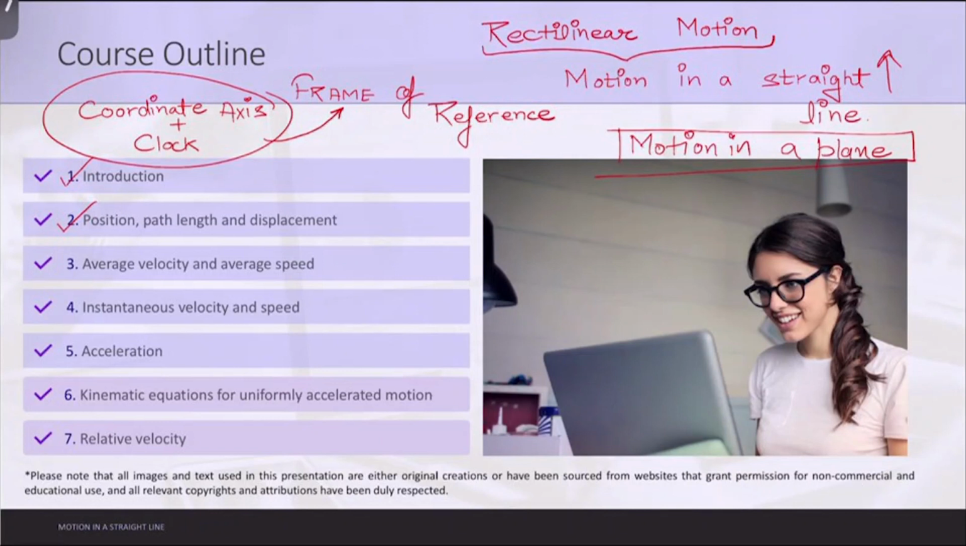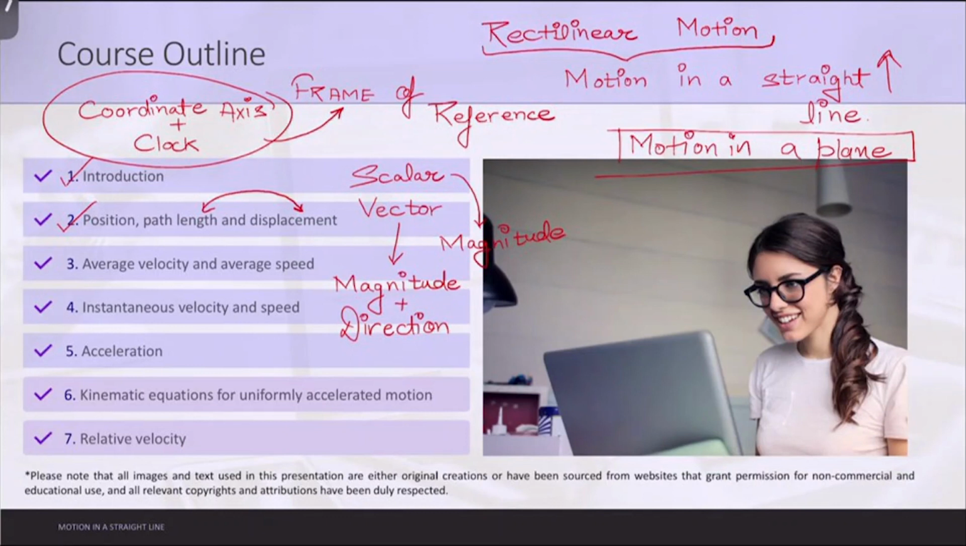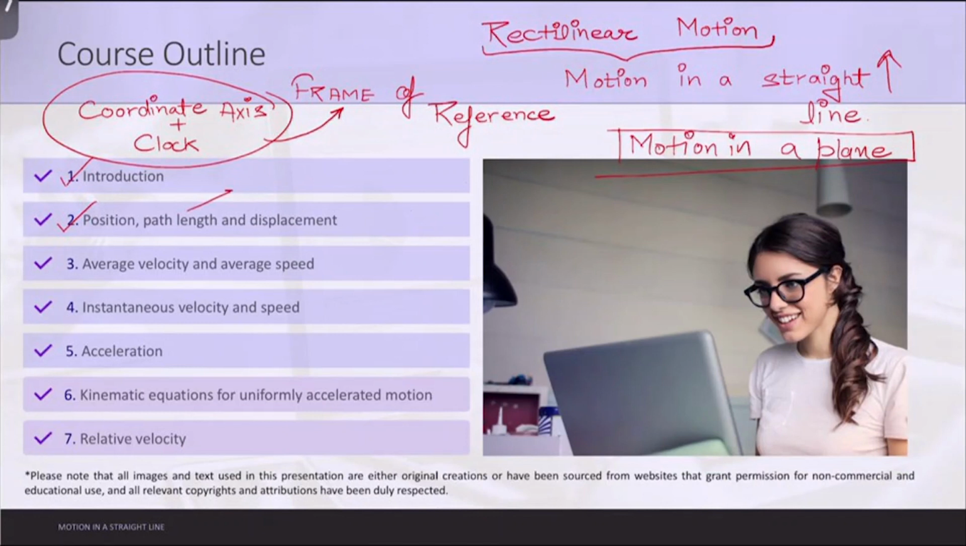Fine. So in the second subtopic, we also understood about position, path length, displacement, etc. In which we understood the difference between path length and displacement. We understood two names. One was scalar quantity, another was vector quantity. Please remember, I'm just trying to make you revise everything so that after this lecture is completed, you remember everything about rectilinear motion. The scalar has a magnitude, and the vector has both magnitude and direction. So path length was a scalar quantity, and displacement was a vector quantity.